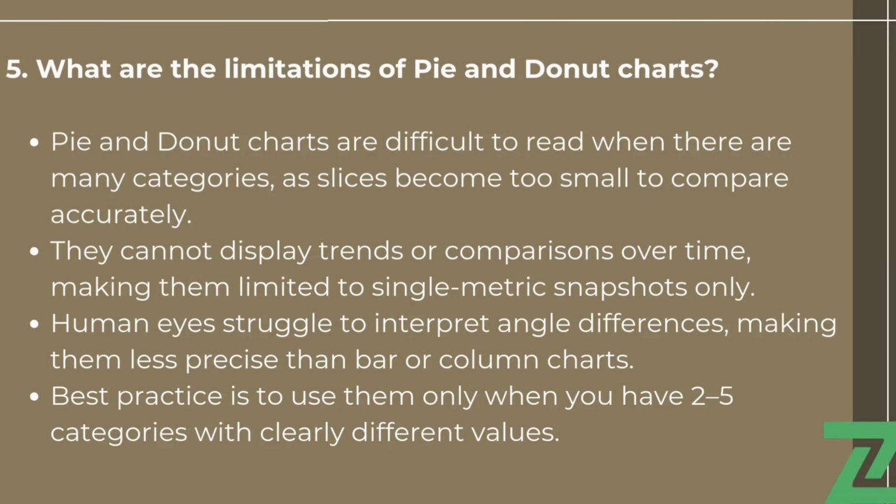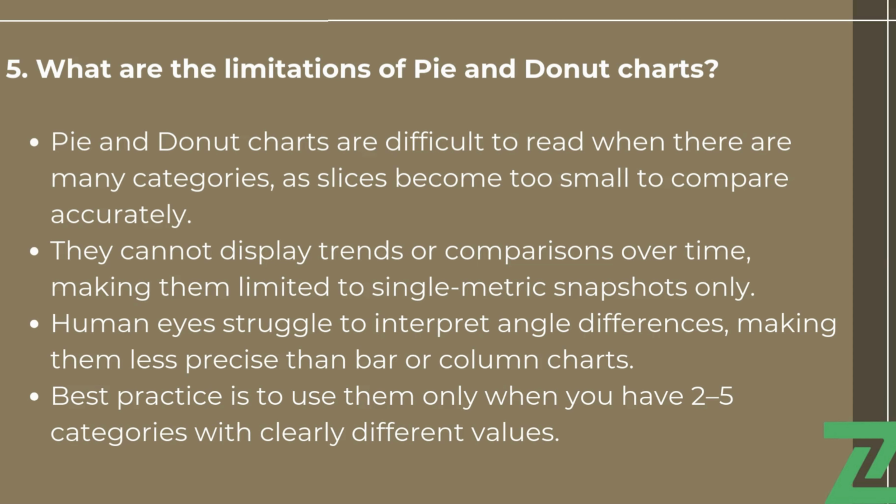Fifth question: what are the limitations of pie and donut charts? Pie and donut charts are difficult to read when there are many categories, as slices become too small to compare accurately. They cannot display trends or comparisons over time, making them limited to single metric snapshots only.